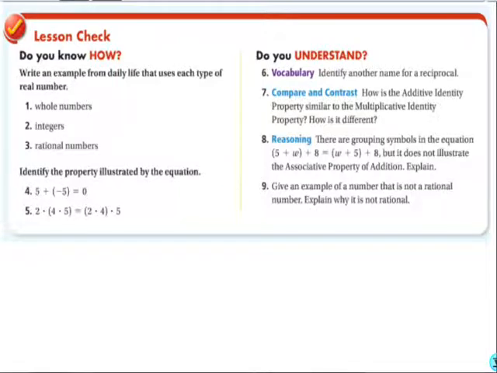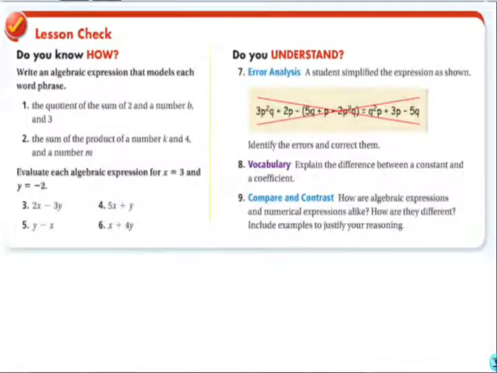If you want to take a look at the lesson check, there's one, there's the other. You don't have to do them. I repeat, you don't have to do them. We're going to look at those together in class.